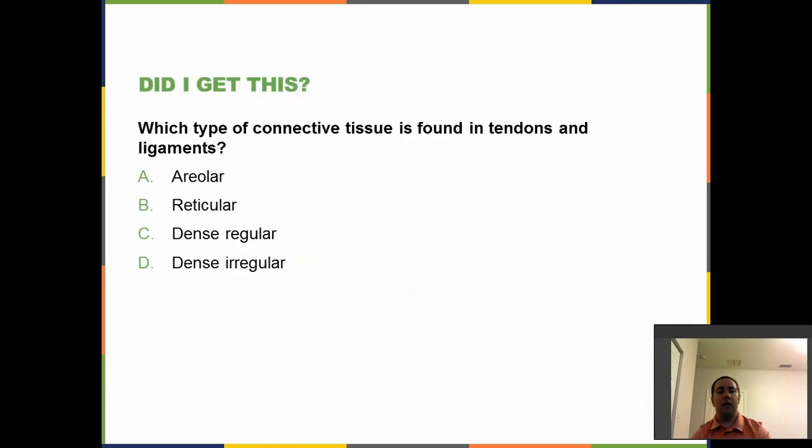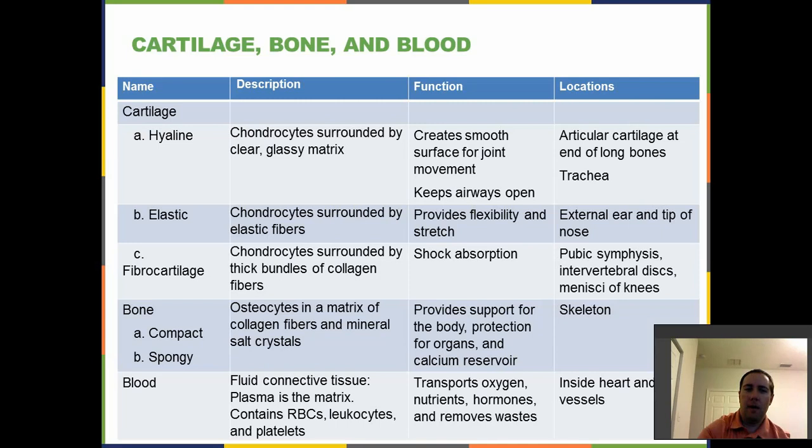So here's a review question for you. Which of the types of connective tissue is in tendons and ligaments? Yes, this is dense regular. So we just talked about that. We said tendons and ligaments need to stretch in one direction, and so that is going to be dense regular. Questions about those types of connective tissue before we keep going?